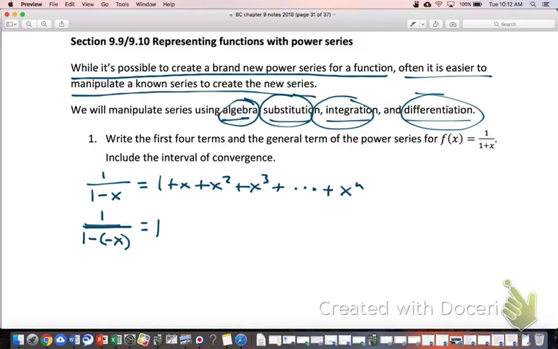And what did you do? Did you just plug a negative x in for all on that right side? Okay. So instead of a plus x, now it's minus x. And then it would be negative x in parentheses squared plus negative x in parentheses cubed plus ... plus negative x in parentheses to the n. All right.